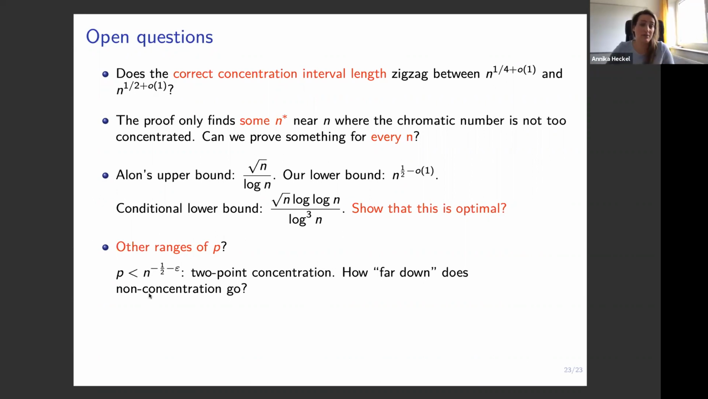But even more interestingly, what happens if we let p tend to 0? We know that coming from below, for p less than n to the minus 1/2, we have 2-point concentration. Coming from above, we have non-concentration for constant p. Well, where do these two things meet? How far down does non-concentration go?